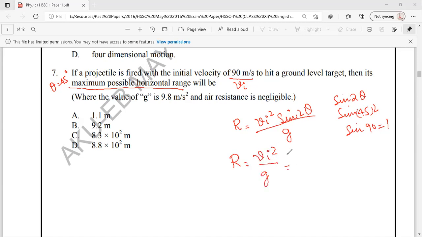So the value of vi is 90. So it will become 90 square divided by 9.8. 90 square will become 8100 divided by 9.8. So after solving and converting into scientific form, the correct answer would be 8.3 times 10 raised to the power 2 meters. So the correct answer for question number 7 is option C.